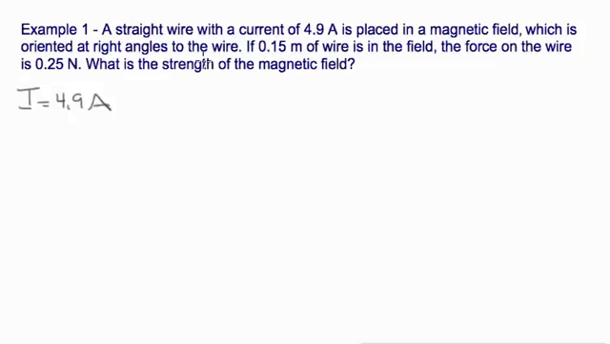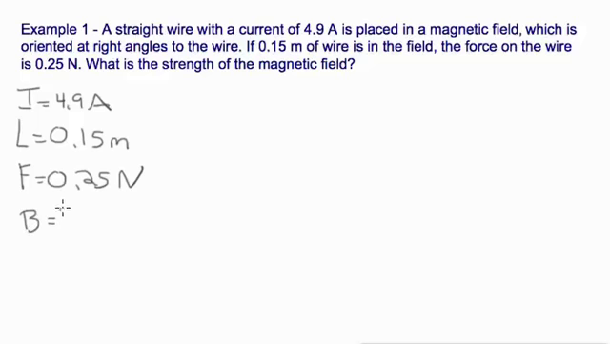So we have 0.15 meters of wire, so that is our length. And I'm going to use a capital L because in many fonts a capital or lowercase l looks just like a capital I. So for simplicity I'm going to use a capital L here. And the force on the wire is 0.25 newtons. And what is the strength of the magnetic field? And that's B.